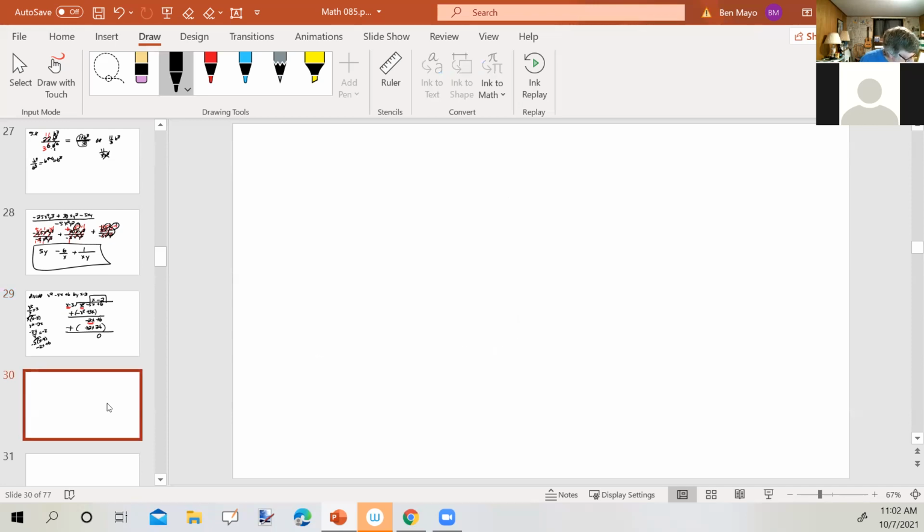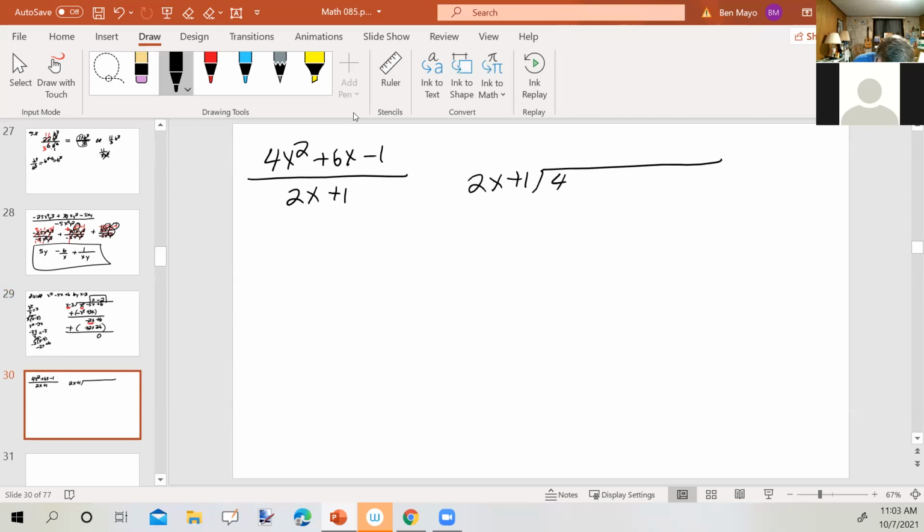Let's say we've got the following: 4x squared plus 6x minus 1 all over 2x plus 1. So now the divisor, 2x plus 1, the dividend, 4x squared plus 6x minus 1. Inside and outside, they're both in descending powers of the variable. So we take the leading term inside divided by the leading term outside. 4x squared divided by 2x is 2x.